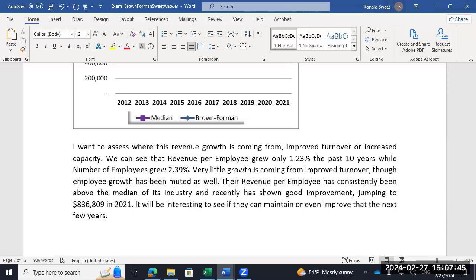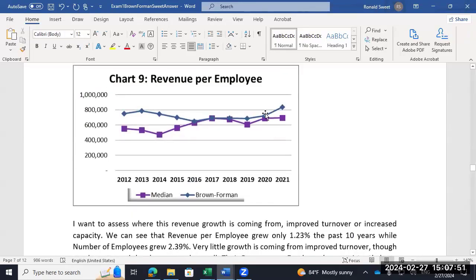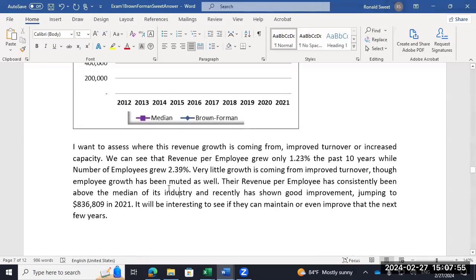The revenue per employee has consistently been above the median of this industry and recently has shown good improvement. Did y'all notice that? That's pretty good, right? It's the highest it's ever been, jumping to 836 in 2021. It will be interesting to see if they can maintain and improve that next year.